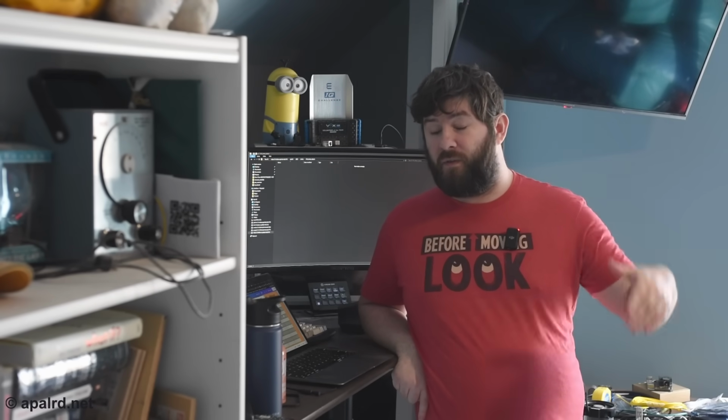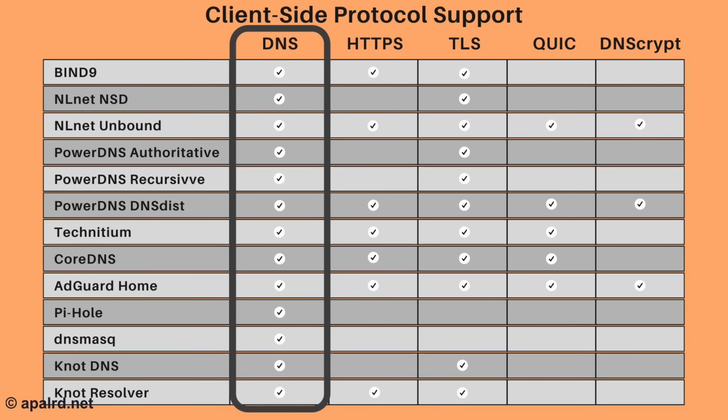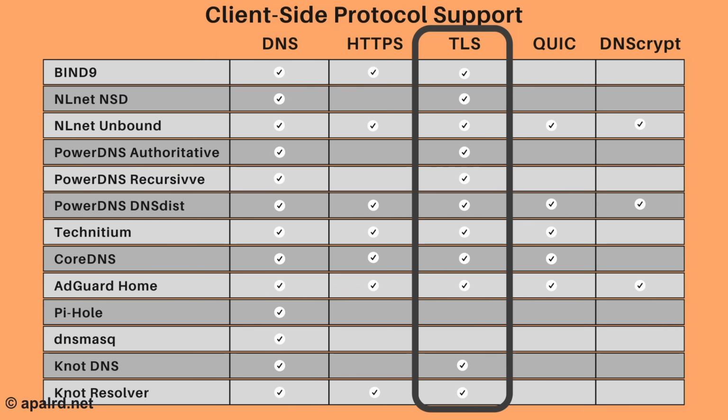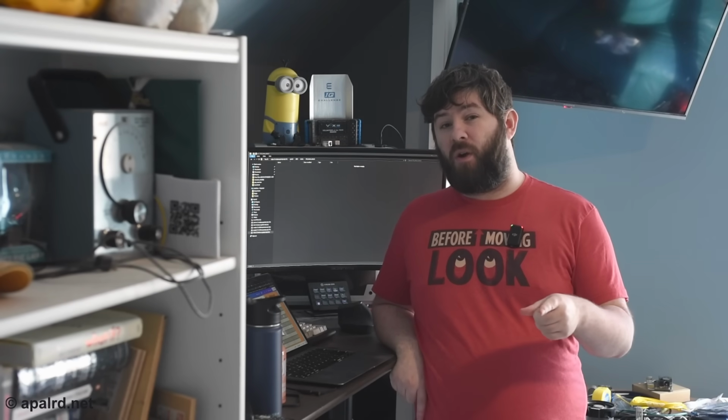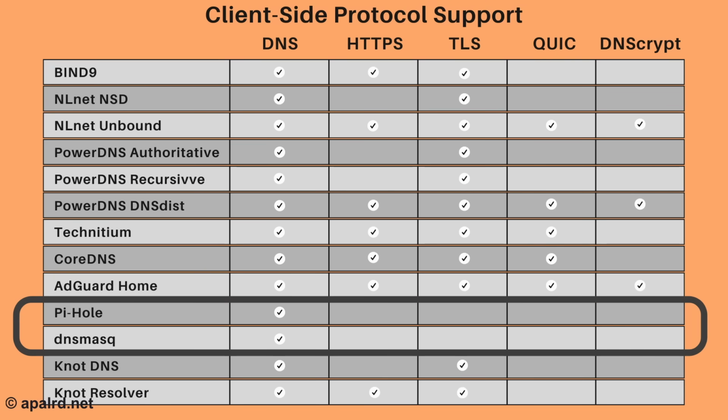So to help you guys out a little bit, I made a graphic of all the different server software that I know of and which protocols they support on the client side. So this is accessing from your users to your DNS server on your network. Now it's very clear all of them support classic DNS, obviously. Pretty much all of them support DNS over TLS, mostly because this is commonly used as an upstream protocol and for zone transfers. However, DNSMasq and Pi-hole don't, so maybe they're a little bit behind on feature set.